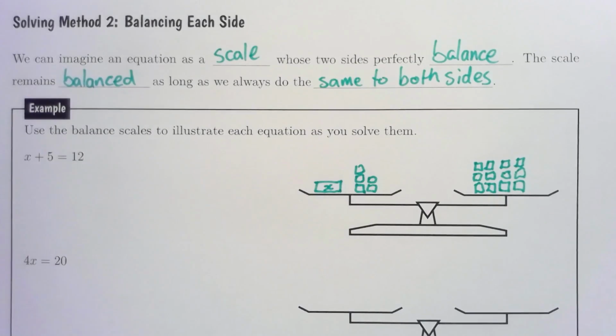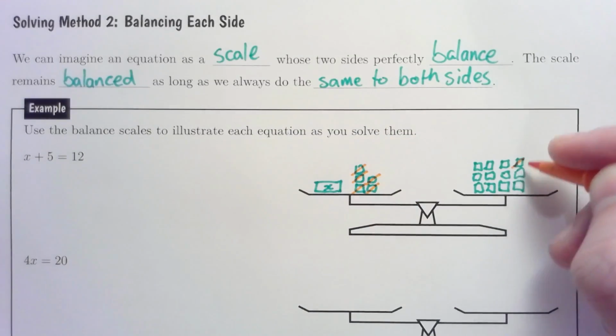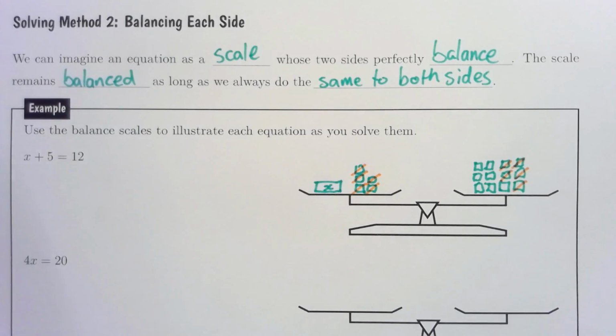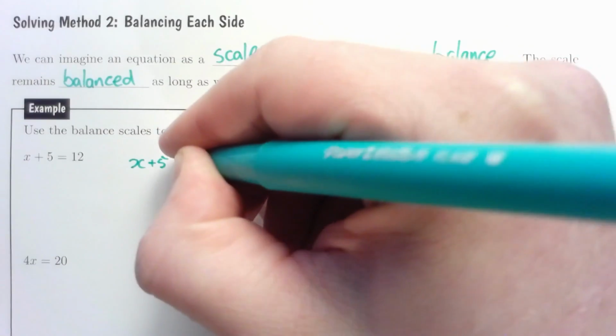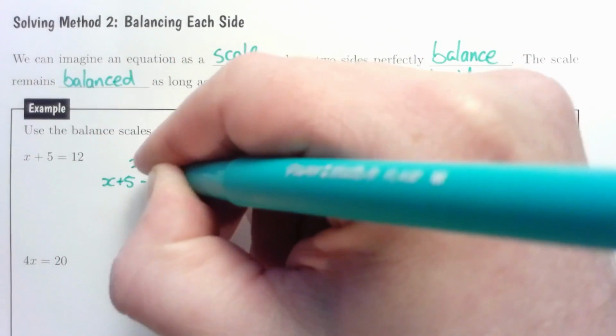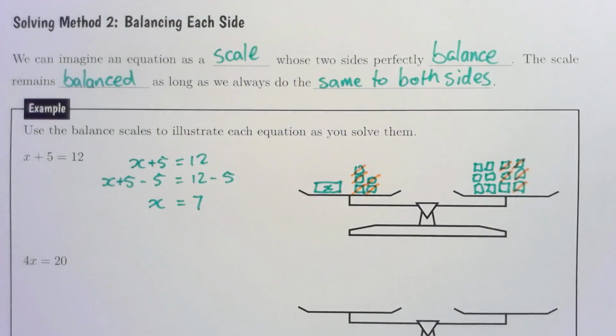Now remember, our scale will stay in balance as long as we do the same thing to both sides of the equation. In this case, we can remove 5 unit blocks from both sides of the scale. What we find is that on the left-hand side, we just have our variable bar x, and on the right-hand side, we have 7. Now, mathematically speaking, what we've done is subtract 5 from both sides of the equation. Doing so gives us the solution, x equals 7.